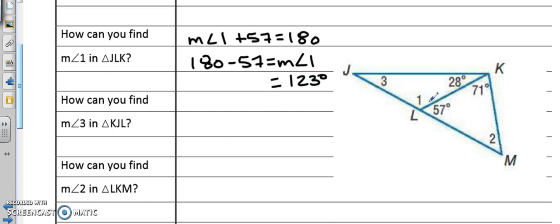All right, so now that we have the measure of angle 1, let's go ahead and write that in, because that is going to become helpful for our next question, which is over here. So question number 2, how can you find the measure of angle 3 in triangle KJL? All right, well, let's highlight the triangle, let's highlight angle 3 first. So this is the angle we're looking for, the measure of this angle. And they're telling us it's in triangle KJL. K to J to L.